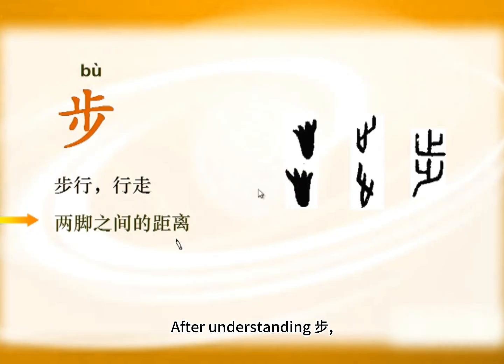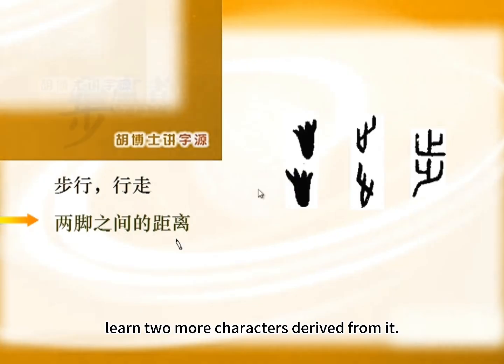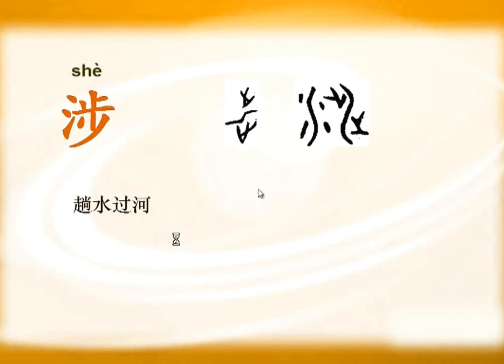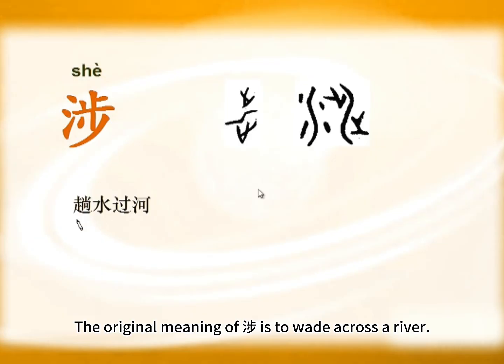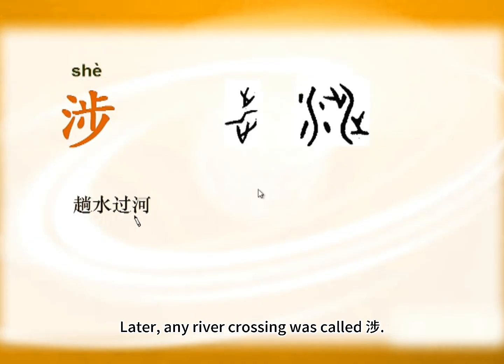After understanding Bu, learn 2 more characters derived from it. One is She. The ancient form of She is very pictorial. Its earliest form had a foot above, a foot below, and a river in between. 2 feet crossing a river. It means to cross a river. The original meaning of She is to wade across a river. Later, any river crossing was called She. Whether by boat or swimming across, all are called She.